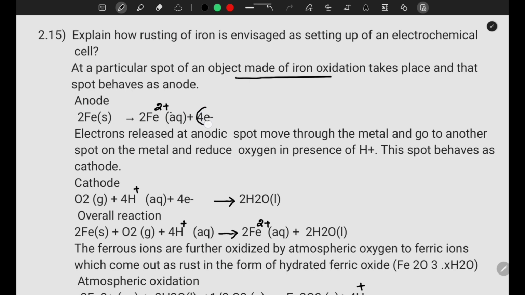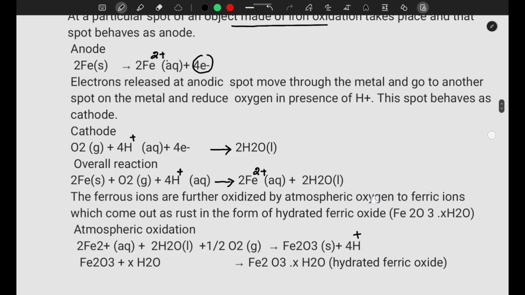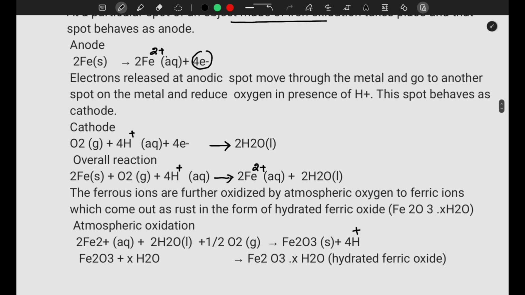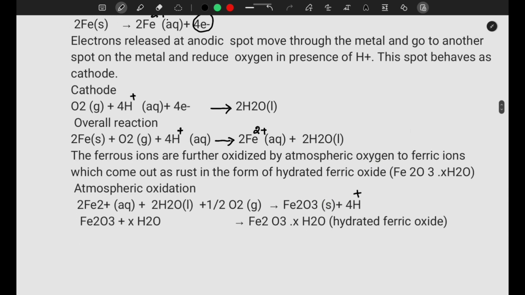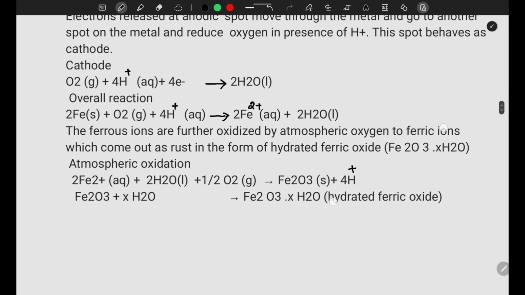The electrons released at the anode spot move through the metal to another spot on the metal and reduce oxygen in the presence of H plus, and this spot will behave as cathode. O2 plus 4H plus plus 4 electrons gives 2H2O. Let us add both the equations and we will get the overall equation as 2Fe plus O2 plus 4H plus; electrons we can cancel, then we get 2Fe2 plus plus 2H2O.